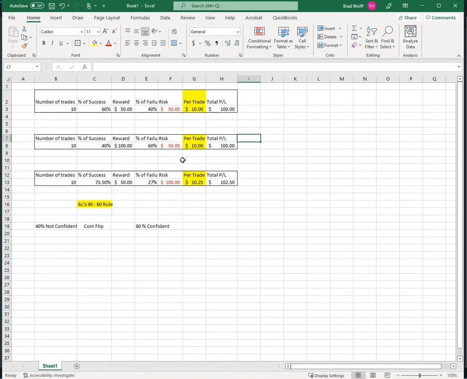Because 40%, if I go for 2-to-1 with a 40% probability of success, if I can get a little bit better at trade management or take higher probability trade setups, maybe I can increase this to 45%. And you can see it goes up 17.5, or maybe I can get to 50%. And that increases to 25.